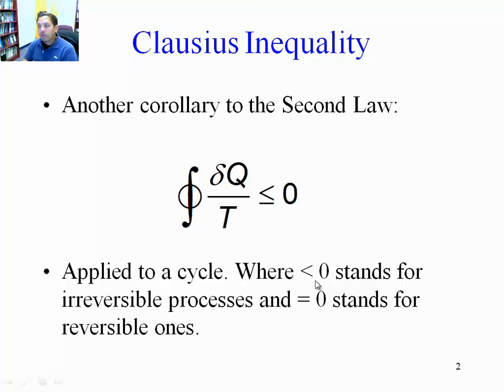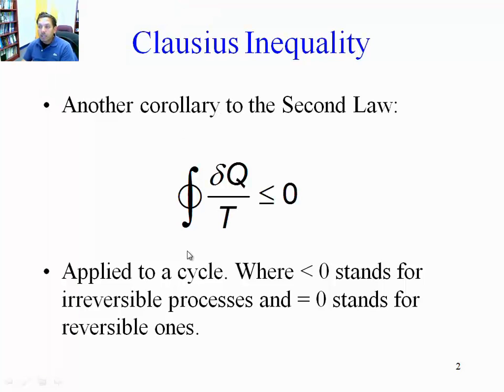Applied to a cycle, less than 0 stands for when the process is irreversible, and equal to 0 stands for when the process or the processes within the cycle happen to be reversible. So if all the processes within the cycle are reversible, then the integral over the entire cycle, or the summation of all the heat transfers over the temperatures as the temperature changes in each one of these processes over the cycle, is equal to 0 if all the processes were to be reversible.